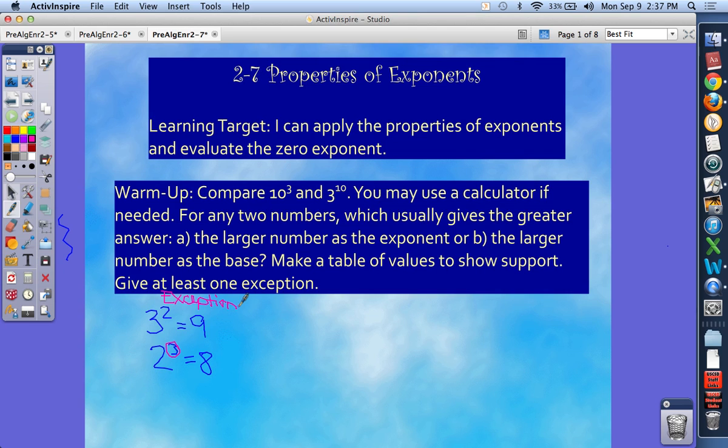Also, I wanted you to make a table of values that shows some support. I said, okay, 5 cubed is 125, and 3 to the 5th is 243. Just one example there. Hopefully you have a couple more, but here I can see the larger number in the exponent gives me a larger result.